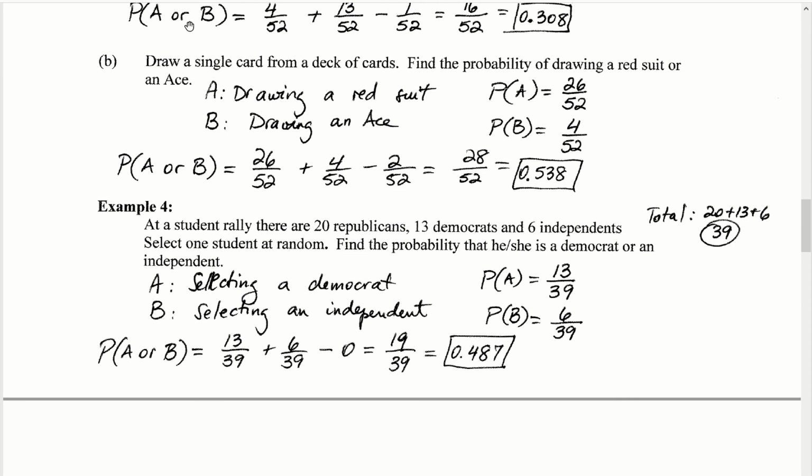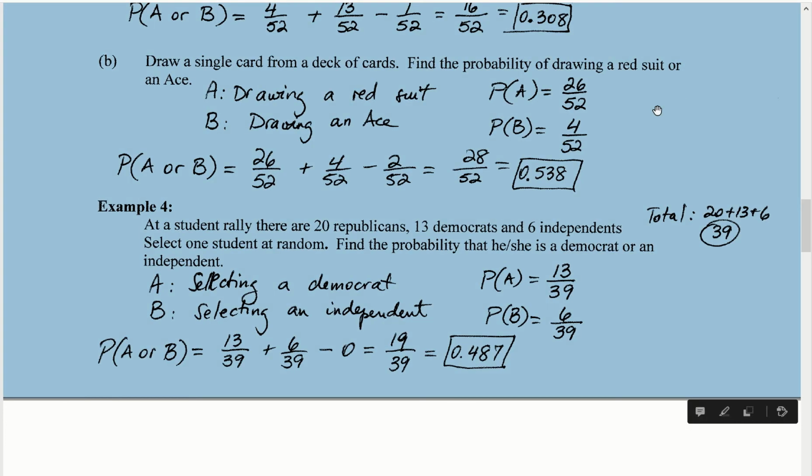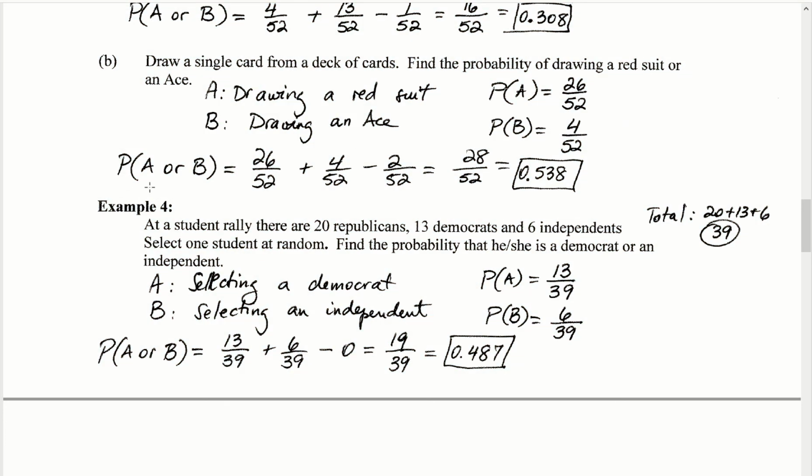Let's look at another one. Suppose we draw a single card from a deck of cards. Let's find the probability of drawing a red suit or an ace. Again, we pick up on that buzzword or, so we know we're going to use the addition rule. This should be the probability of drawing a red plus the probability of drawing an ace minus the probability of drawing a red ace.